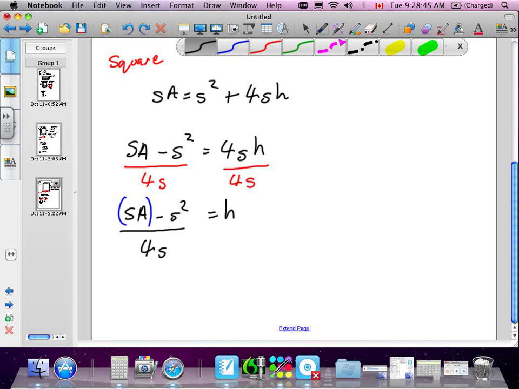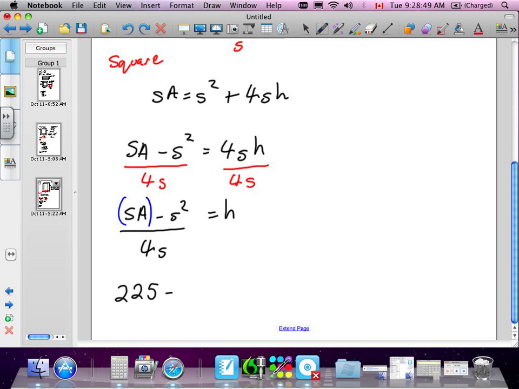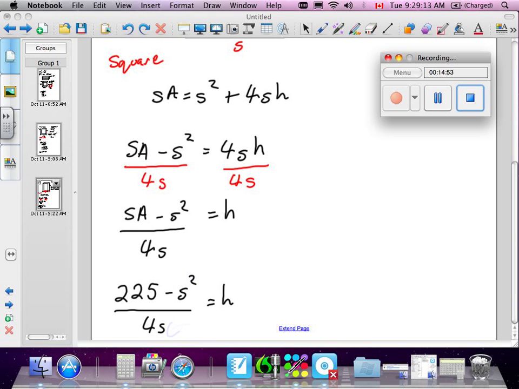So, I'm going to replace my SA, which stands for surface area, with 225. So the formula we're working with is 225 subtract s squared divided by 4s equals h. Now from here, I have to do trial and error. I have to make a chart like before and plug in different values of s to find out which one's going to maximize our volume.